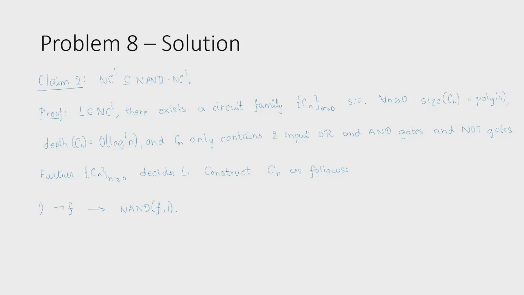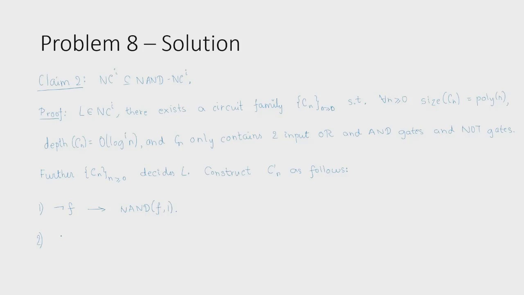Why? Suppose F is 0, then NOT F is 1. And what is NAND F, 1? It is the negation of the AND of 0 and 1. Now AND of 0 and 1 is 0, so the negation of it is 1. Similarly, if F is 1, NAND F, 1 is the NAND of 1, 1, which is 0. So NAND F, 1 is exactly the same as the gate NOT F.